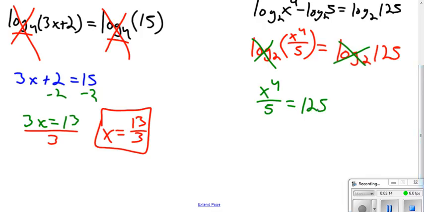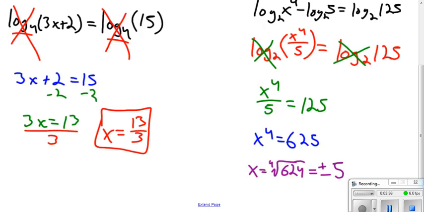Now we just solve for x like we normally do. Multiply both sides by 5, and we get x to the 4th equals 625. We'd have to take the 4th root of both sides then. So x equals 4th root of 625. And remember, that technically means it's going to be plus or minus 5. You can't just say one or the other. It would be plus or minus 5.